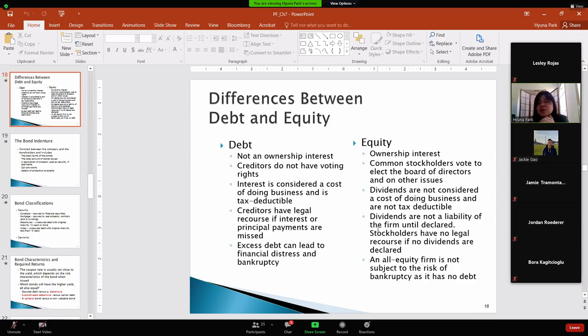But so far, based on what you learned, you may think, oh, it's good to have a lot of that instead of raising capital from the stock market, but not necessarily. So a good amount of debt is helpful because of tax advantage, and another thing is which capital is more expensive. From the company's point of view, capital is not free. There are costs. So investors are requiring a higher return on risky investment.